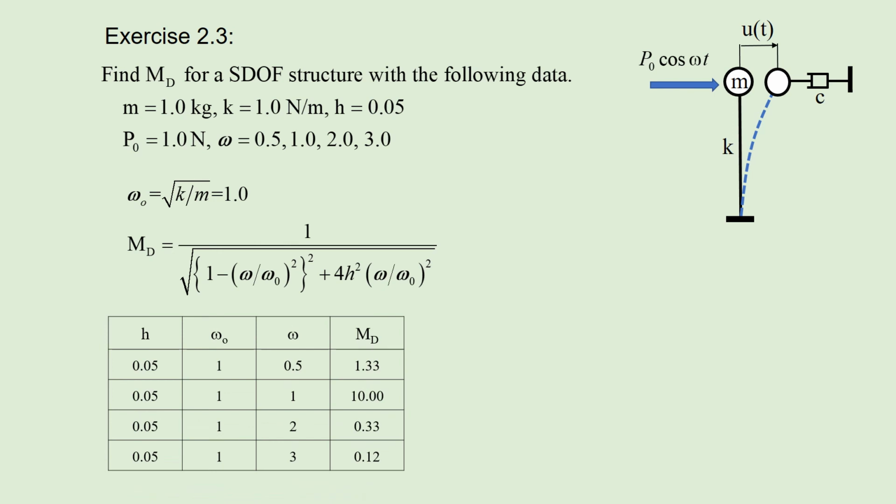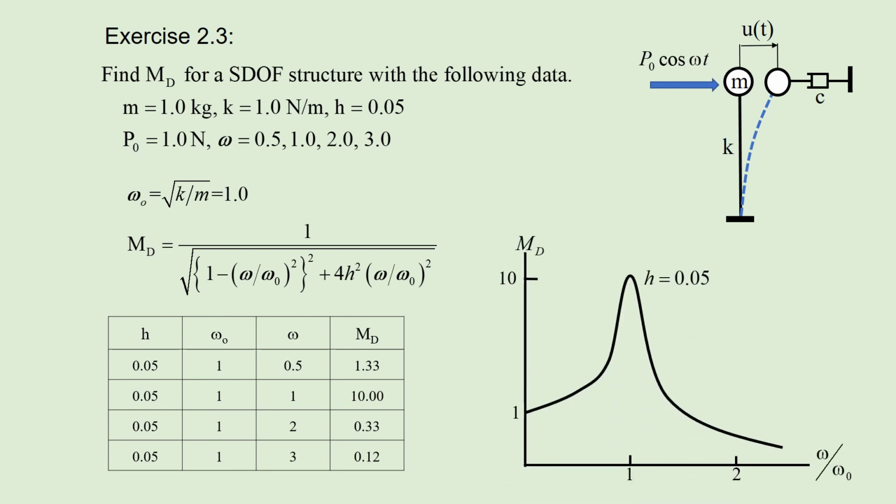When omega equals omega 0 of 1.0, MD becomes the maximum value of 10.0. Here is the graph. When omega over omega 0 becomes large, MD decreases.